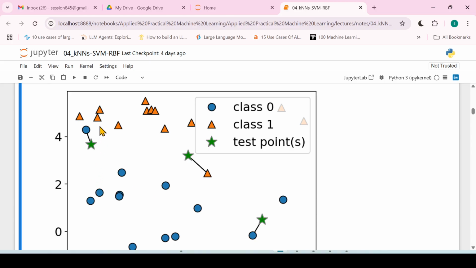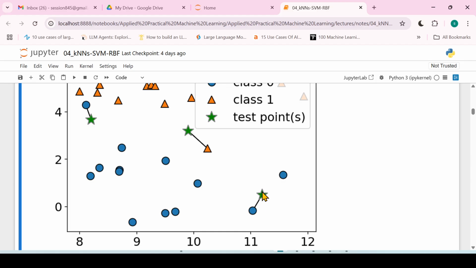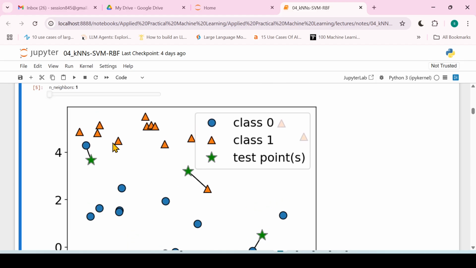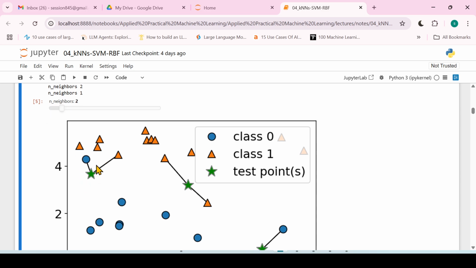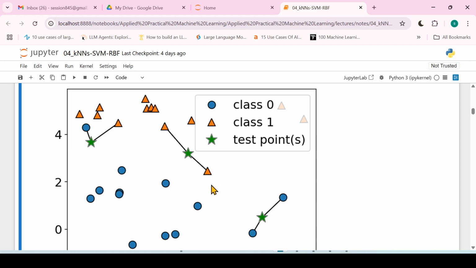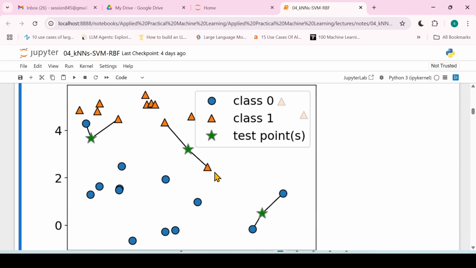Because both examples are similar, we can label this green star as class 0, this green star as class 1, and this green star as class 0. Now if we take the decision based on n neighbors 2, we have a tie: one example belonging to class 0 and one belonging to class 1, so we can choose randomly. Here both examples belong to class 1. Here both examples belong to class 0.